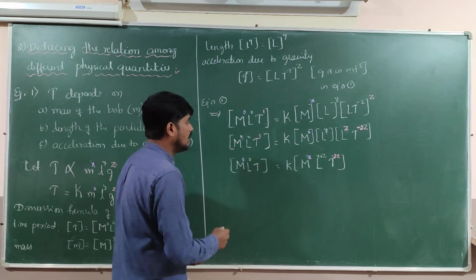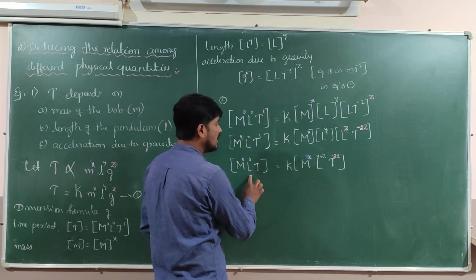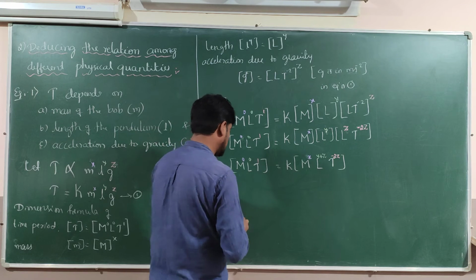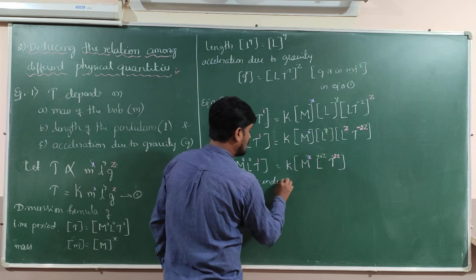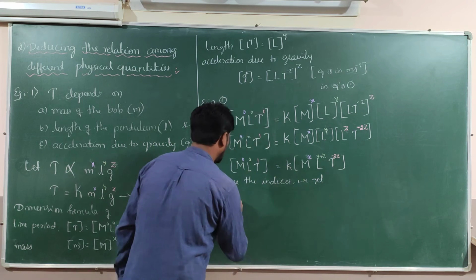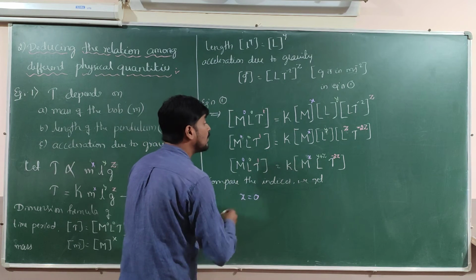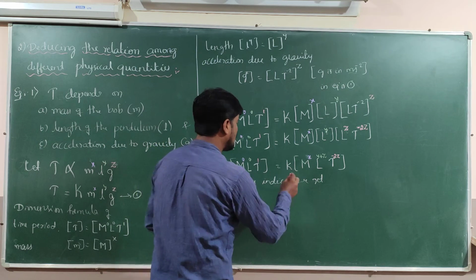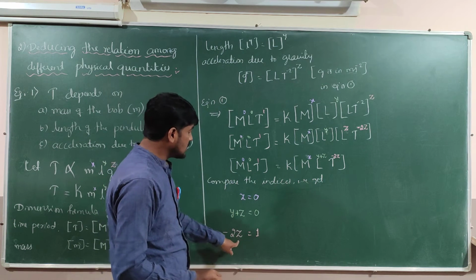Afterwards, equate. Look at this. If we ignore the constant value, x equals what? 0. L equals what? y plus z. T equals what? Minus 2z. This is 1 only. So compare the indices or powers. If you compare the indices, we get x equal to 0. Y plus z equal to 0. Then minus 2z is equal to plus 1. This is very important. Minus 2z equals plus 1.